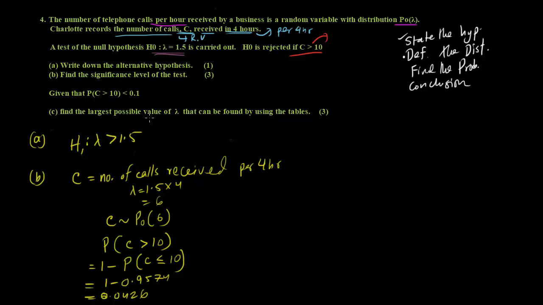0.426. Now that's the significance level. That's it. Notice that they did not ask for any conclusion. All we have to do is find the significance level. So the next question is question number C.